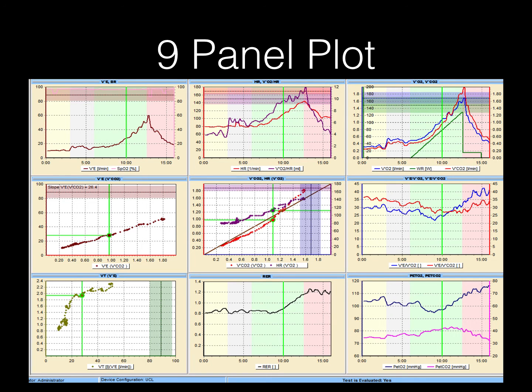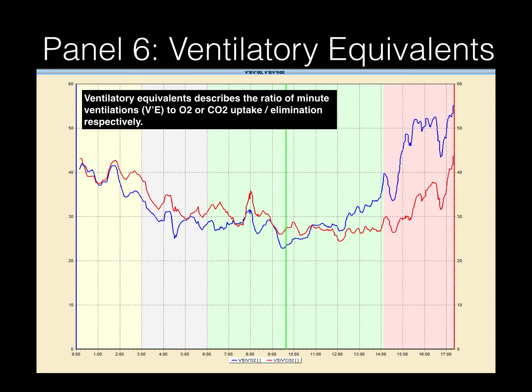Back to the 9-panel plot again, and we're going to look at the ventilatory equivalence for CO2 and the ventilatory equivalence for oxygen. The ventilatory equivalents for oxygen and CO2 are the minute ventilation divided by the VO2, in which case that's called the ventilatory equivalent for oxygen, or the minute ventilation divided by the VCO2, which is called the ventilatory equivalent for CO2. As both are in litres per minute, they have no units, they're just ratios.